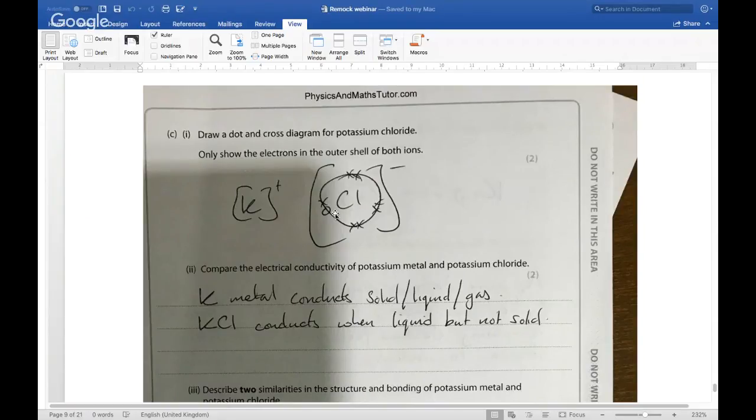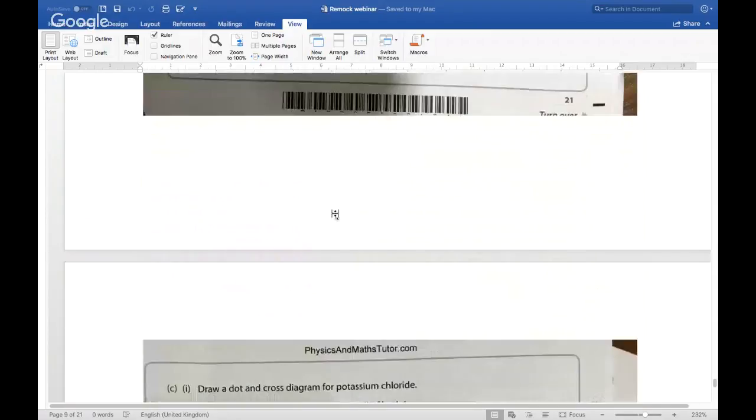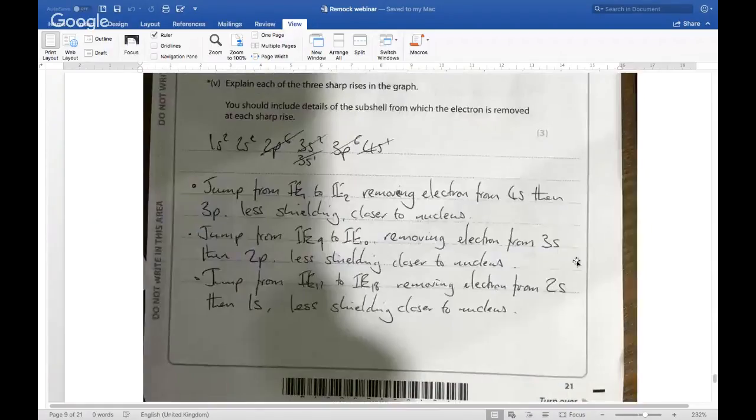I wrote that the spikes were due to loss of shells. Is this correct? Sophia, it is correct, but that's not enough detail at A level. The whole point of that question was for you to identify for each one where the electrons were being removed from, and you had to wind it backwards. You had to state 4s to 3p, 3s to 2p, 2s to 1s. That was the mark for each one.